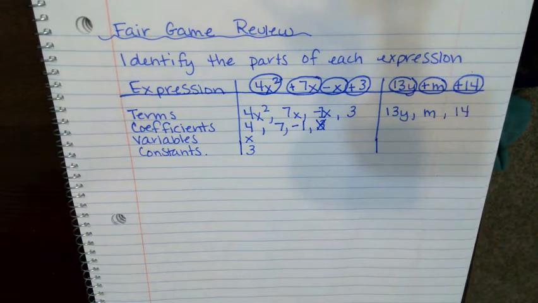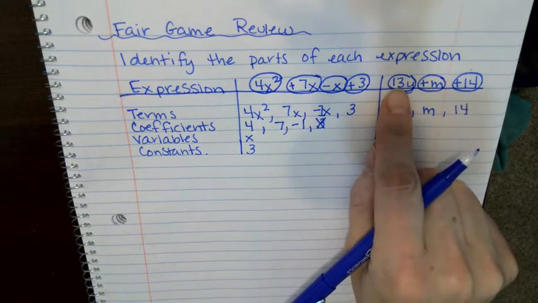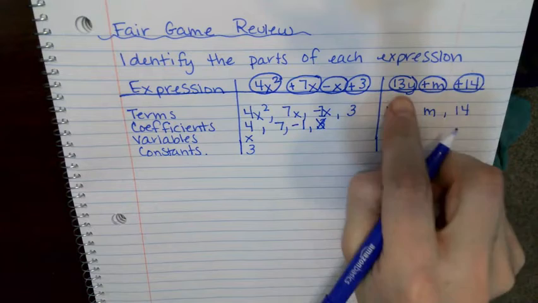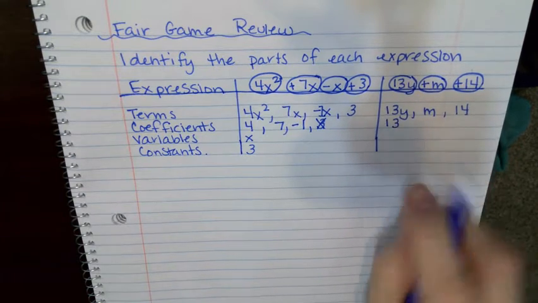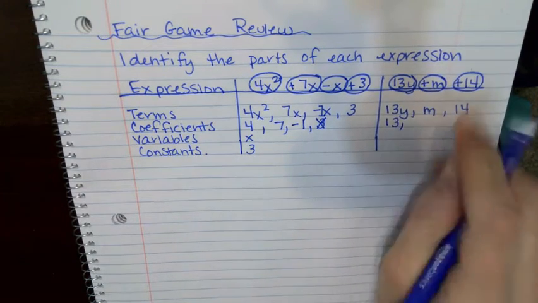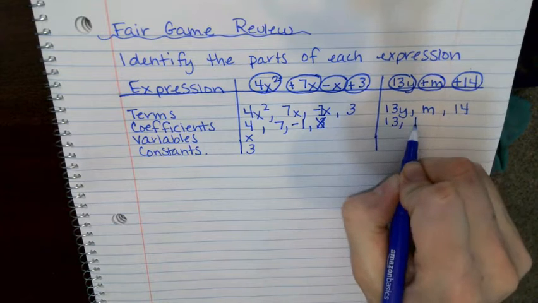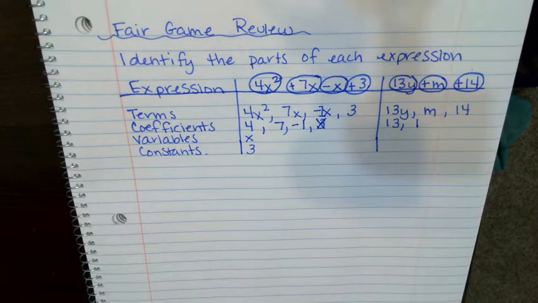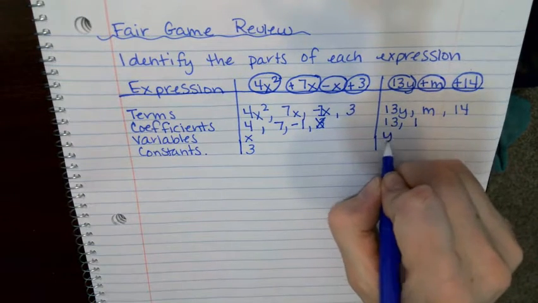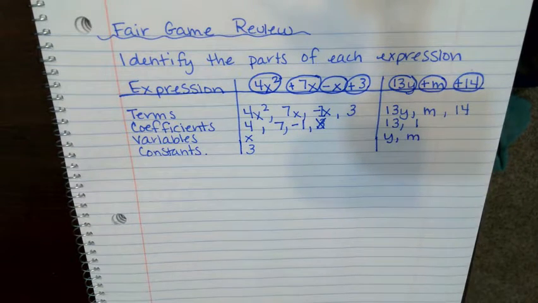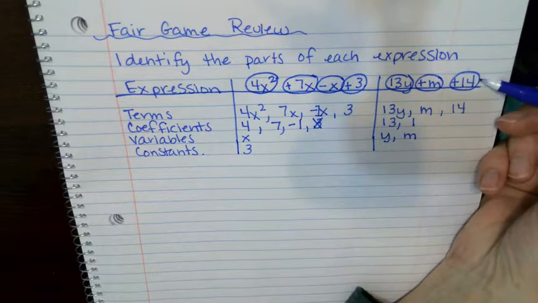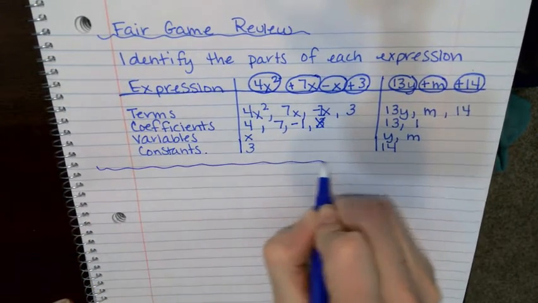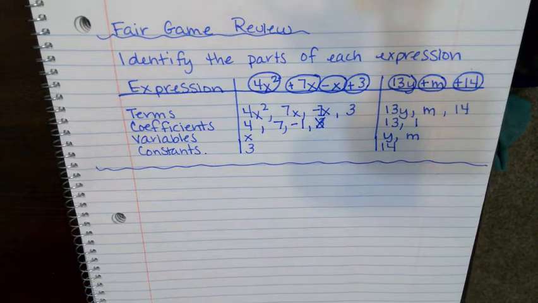My coefficients are the numbers attached to the variable. If you don't see 1, it is 1. So the coefficient of y is 13. It means I have 13 y's. The coefficient of m is 1 because I have 1 m. And then that is it. The variables I see are y and m. And the number that stands alone, that stays constant no matter what, is 14. All right, so that is your fair game warm-up for the day.